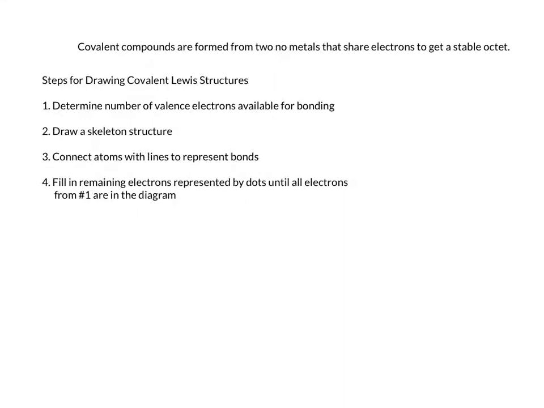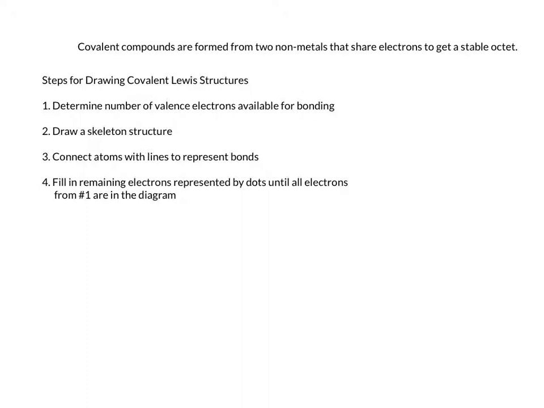Okay, so in order to draw covalent Lewis structure diagrams, we're going to follow a very simple four-step method. First of all, if you remember from the videos that you watched and the things that you read, covalent compounds are formed from two nonmetals that share electrons to get a stable octet. So you can see my steps here that I have written down.